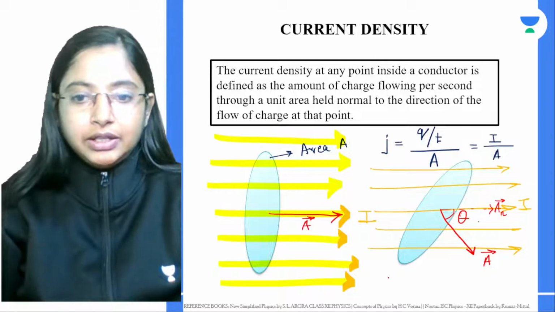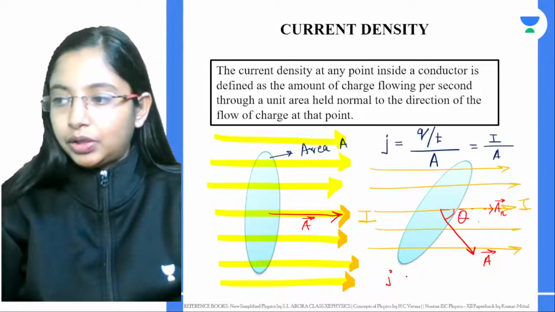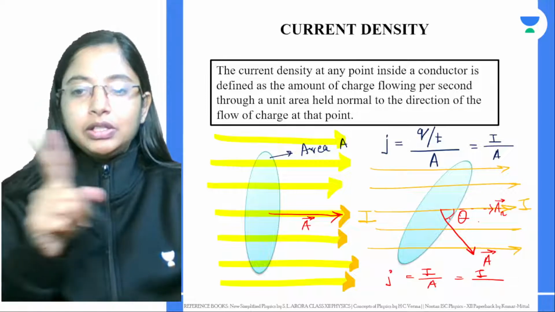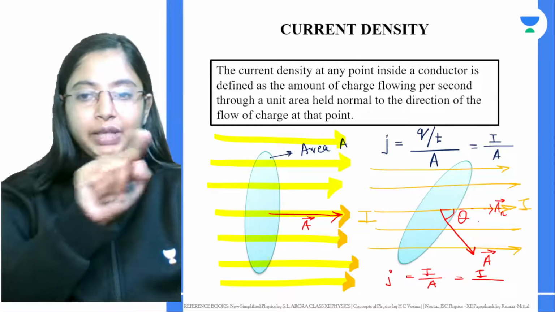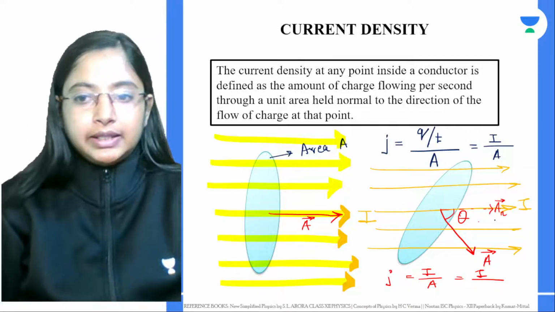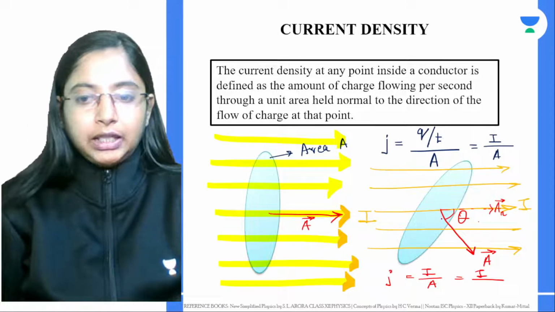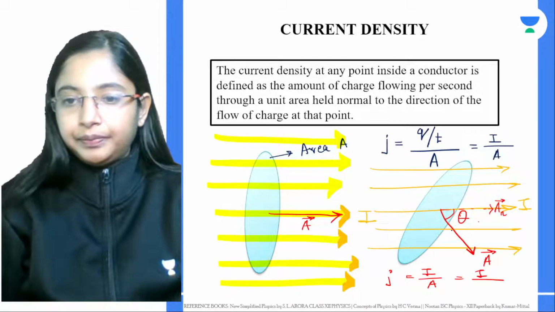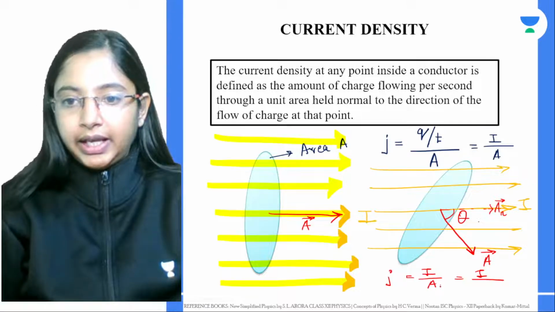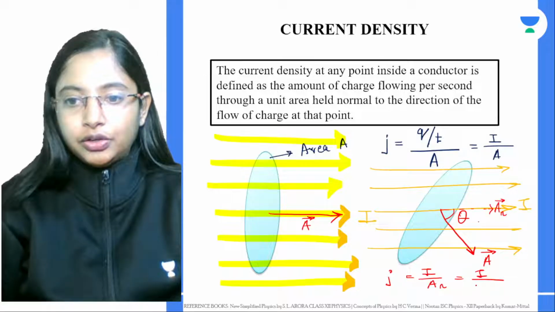Now, in this case, J is nothing but I by A. But what is A over here? Because we saw that the area vector will be in the direction of the current, the electric field, this A over here will be A N, this angle into cos theta. So here you can give this component A N, which is in the direction of the current, as A into cos theta.